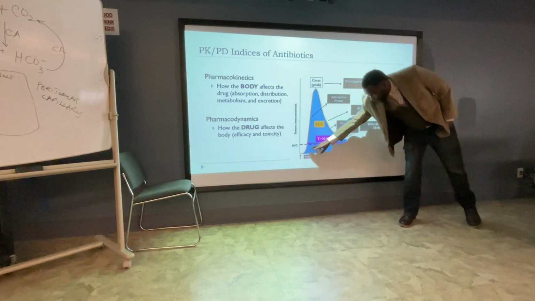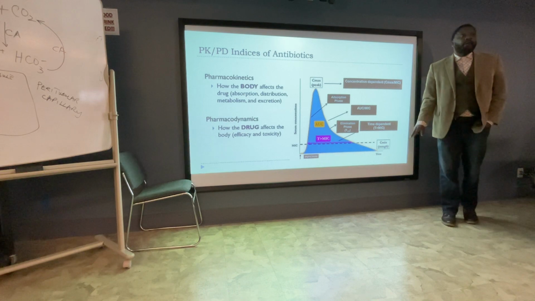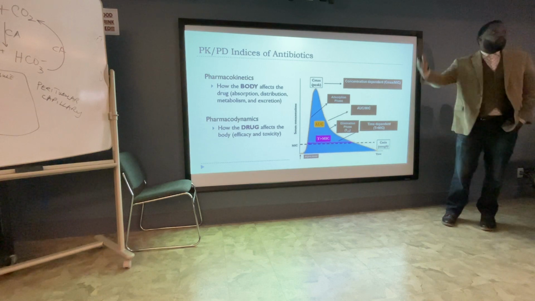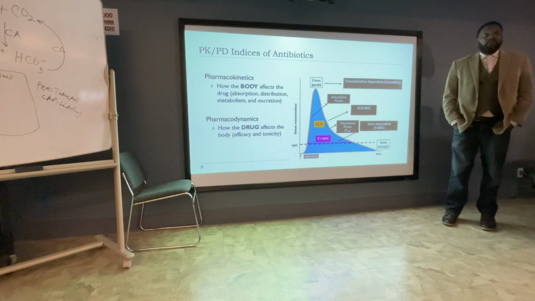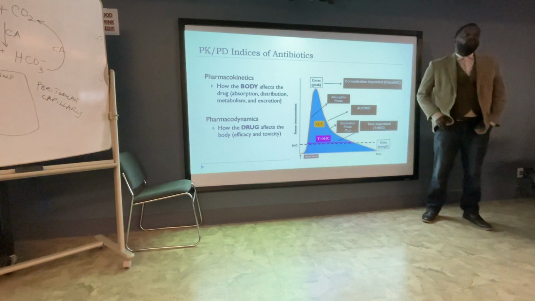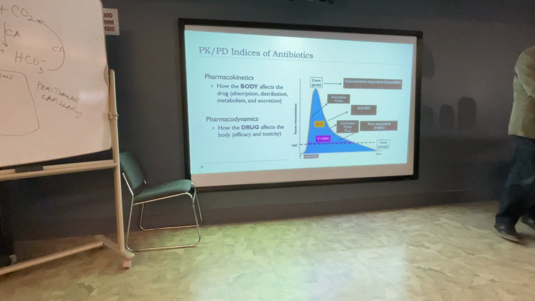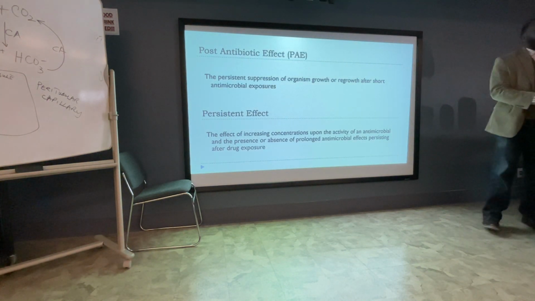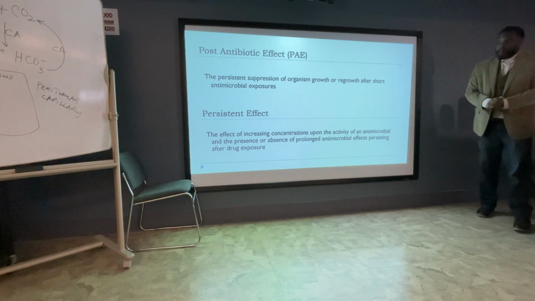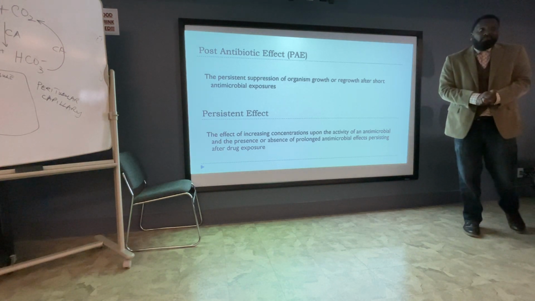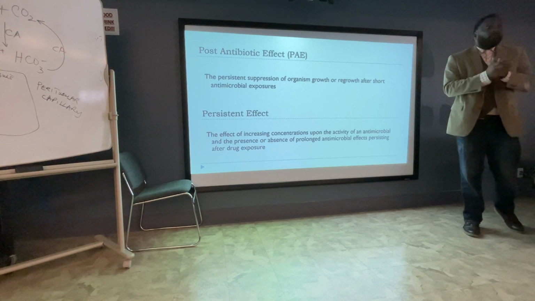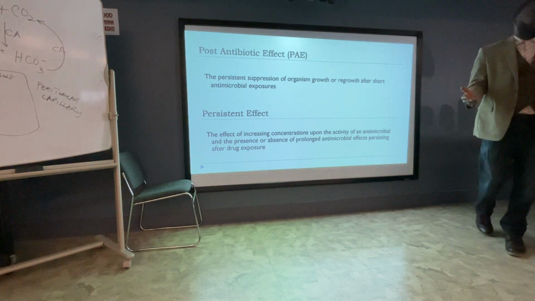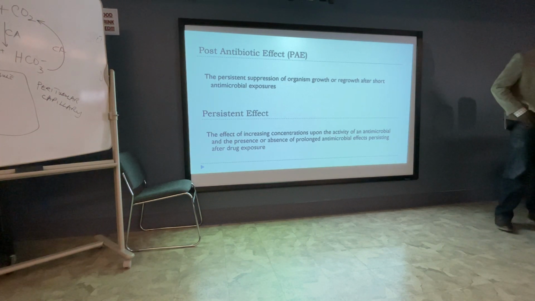What happens when it's below that? Should we have suppression of microorganisms? Technically, no. But with some drugs, like aminoglycosides, we still have suppression of microorganisms even after it's below the MIC. So we call that post-antibiotic effect. After you've given this antibiotic, you still have suppression of microorganisms, even though there is no reason for it. It's not above the MIC anymore, but just because of its presence in the plasma concentration, you still have suppression of microorganisms. So that's called post-antibiotic effect.